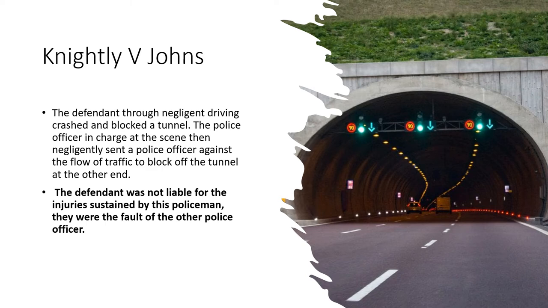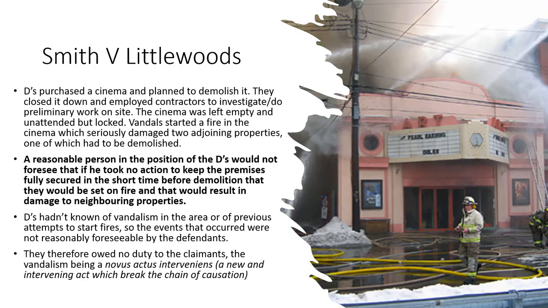Now the problem with this one, then, was that the policeman who was driving to block off the tunnel was injured, and he tried to sue the original defendant, but it was held that the other police officer telling him to go to the other side of the tunnel was an intervening act, and therefore there was no liability to the police officer who was injured from the original defendant.